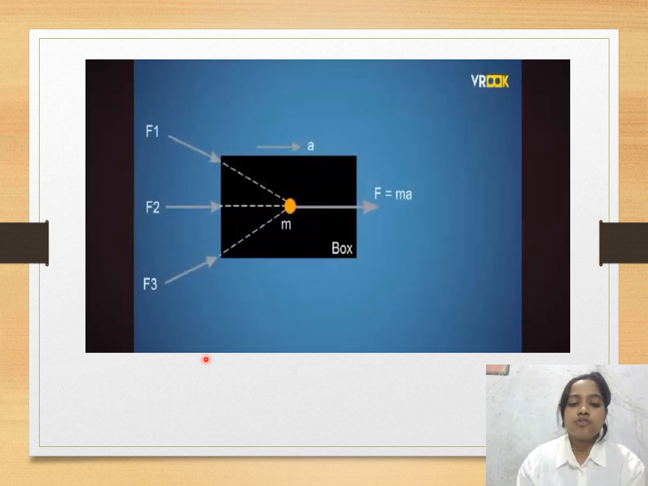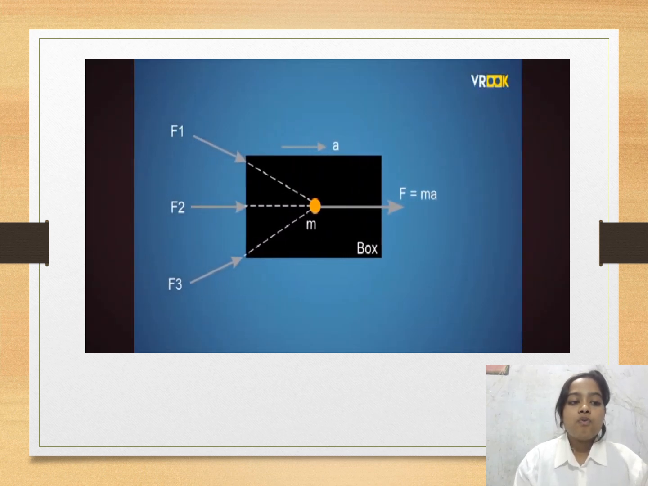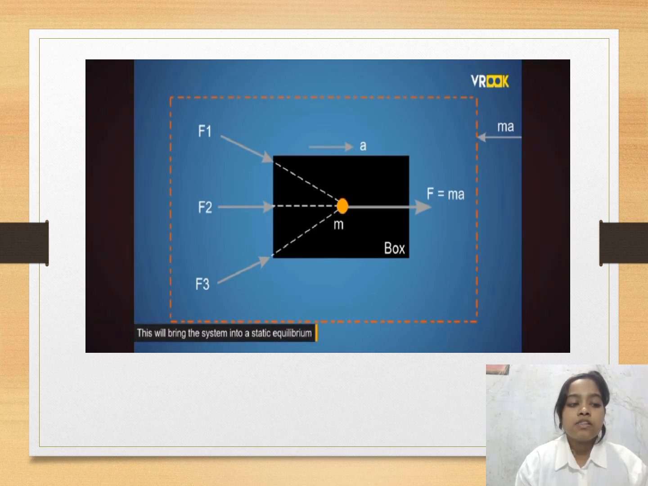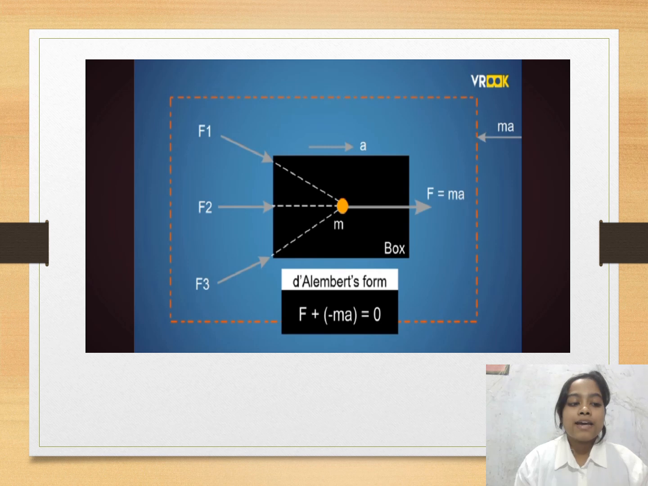Now we'll watch a video and I'll explain it as the video is playing. So ma is the force behind the motion of the box. Here, according to D'Alembert's principle, we need to consider the whole system and apply another force, minus ma, in the opposite direction of the original force ma. This will bring the system into static equilibrium. The force minus ma is called the inertial force.